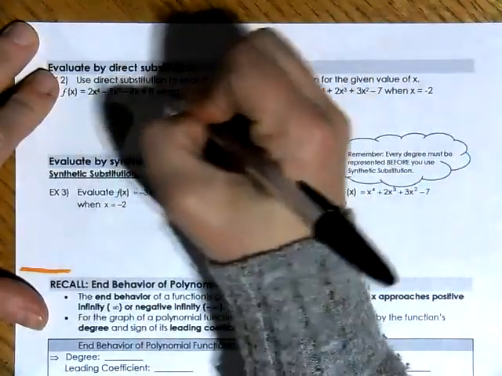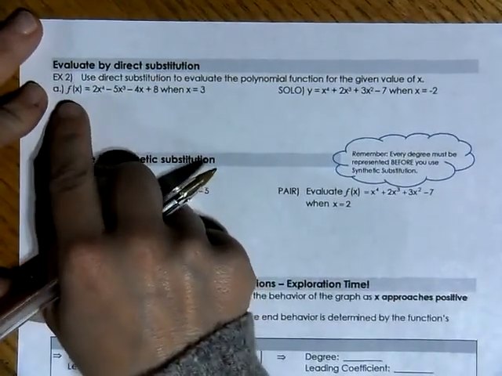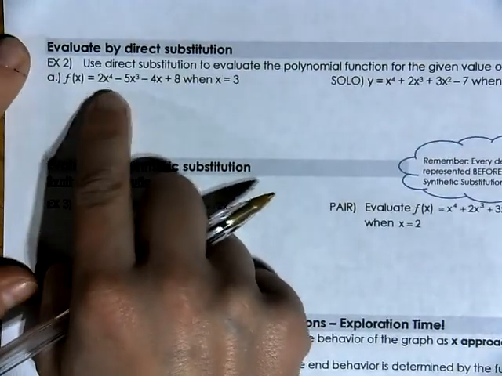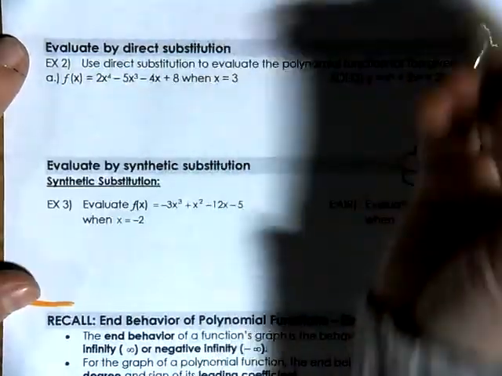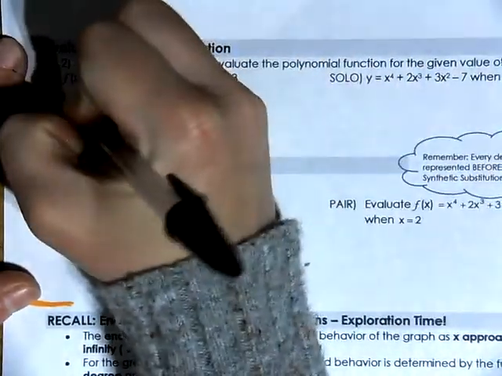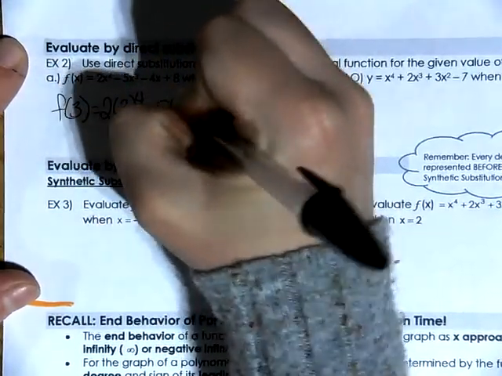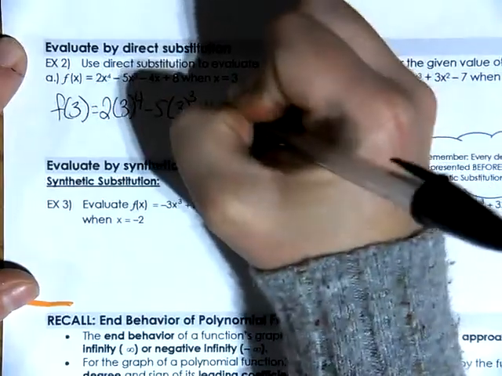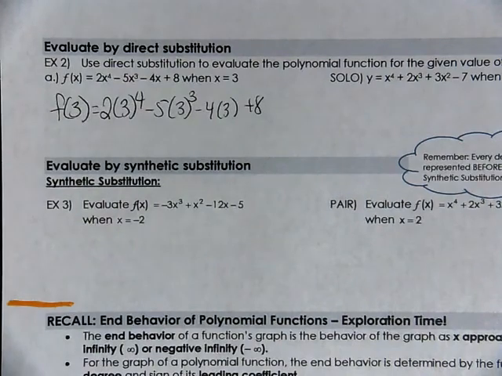So to evaluate or to substitute means that we're literally going to replace x with the value that's given to us. So I have f of x is equal to 2x to the 4th power minus 5x cubed minus 4x plus 8. So direct substitution is f of 3 is equal to 2 times 3 to the 4th power minus 5 times 3 to the 3rd power minus 4 times 3 plus 8. And to use direct substitution, you're going to be using your calculator and directly substituting it in exactly as you see it, making sure you use parentheses and all.